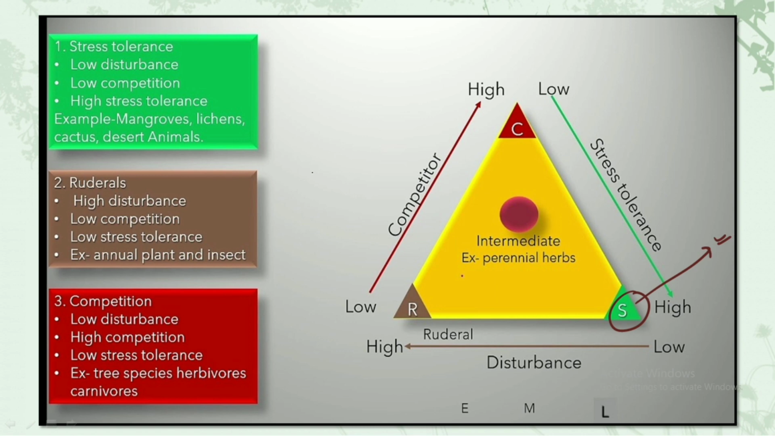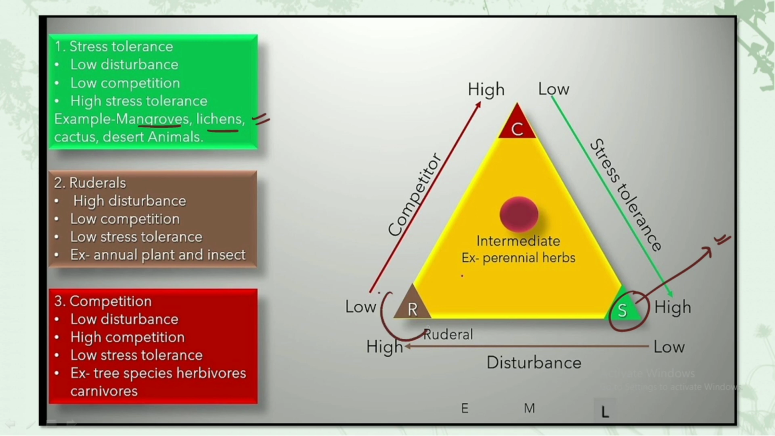So you have to remember about this, that in the stress tolerance region we mainly have the mangroves and the lichens, that is these plants are the ones that could tolerate the maximum level of stress. So this is the first example that you have to remember. Then we have the ruderals.